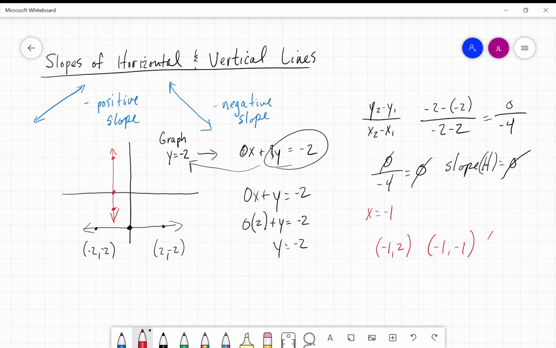Remember, change in y over change in x for our slope. So we're going to look at -1 minus 2 over -1 minus -1. Well, -1 minus 2 is -3. But -1 minus -1 is 0. Now in this case, we cannot divide by 0, because remember, division is repeated subtraction. So basically what we're saying is how many times can we take 0 away from -3. We can do it an infinite amount of times. Every time we take it away, we're still left with -3. So in this case, for a vertical line, since we can't do this, this is undefined.